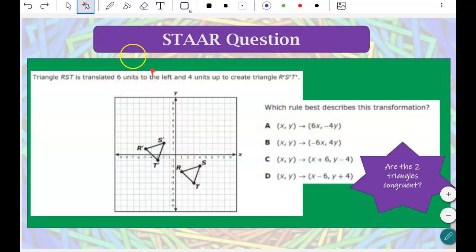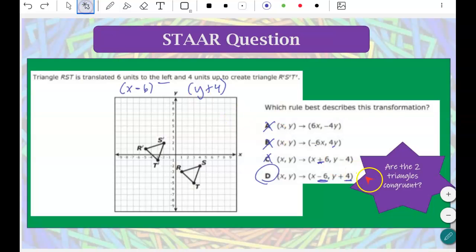This is the new one after they've done the translation. If it goes 6 units to the left, remember that's going to be our x. Left and right is x, so x minus 6. And then 4 up would be y plus the 4. So this is our original, and this shows multiplication, so that's definitely wrong. The next one also shows multiplication, wrong. All right, so this says plus 6, so that would be to the right, and it needs to go to the left, so this is wrong. This is to the left, minus 6, this is going up, that is correct.